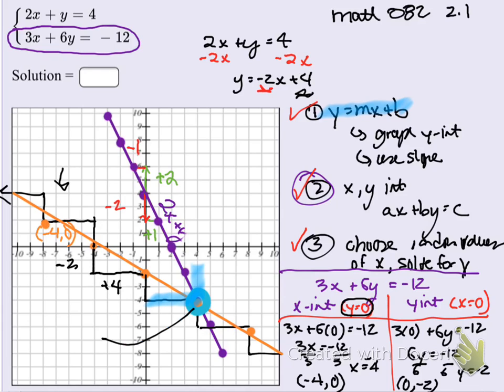Okay, so this point right here is the solution to your system of equations, and it's x equals 4, y equals negative 4. So hopefully that helps you. And again, remember, you have all three methods that you can use. Those are all tools in your toolbox, okay? You choose the tool that is best fit for the job that's being given to you.